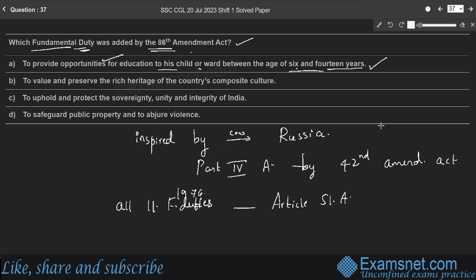The fundamental duties serve as a reminder to citizens that while enjoying their rights, they must also be conscious of the duties they owe to their country, their society, and their fellow citizens. However, like the directive principles, the duties are non-justiciable in nature. Therefore, for the given question, option A was added by the 86th Amendment Act to provide opportunities for education. So option A is the right answer.